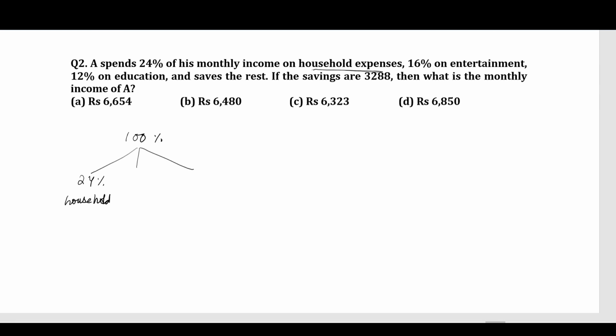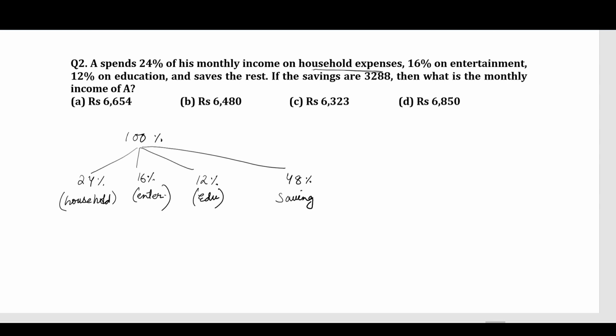16% on entertainment, 12% on education, and saves the rest. So we need the savings. 24 plus 16 is 40, 40 plus 12 is 52, and the remaining 48% is the savings.